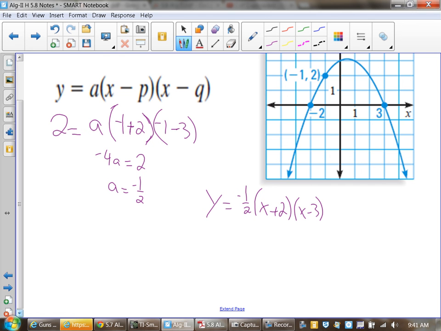So, let's look at one more like this, and then we'll get to the standard form, which is usually the most complex.